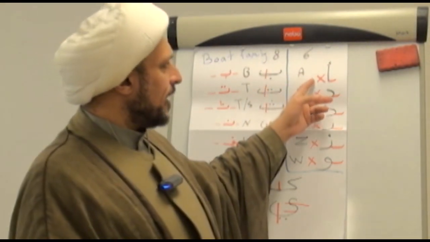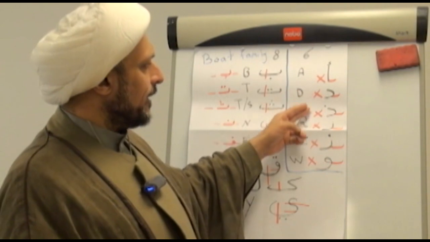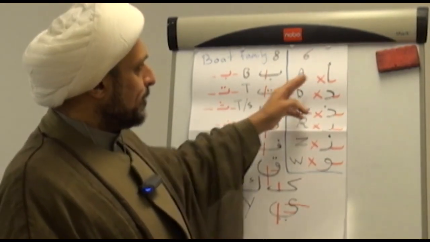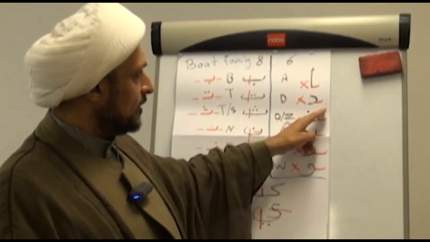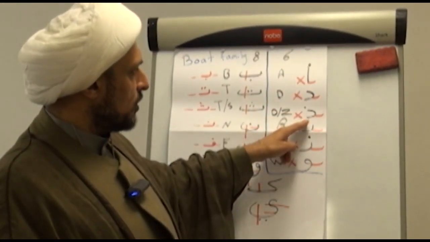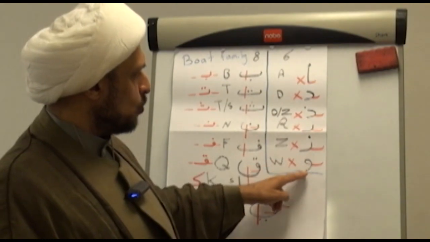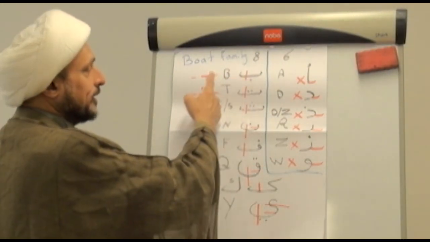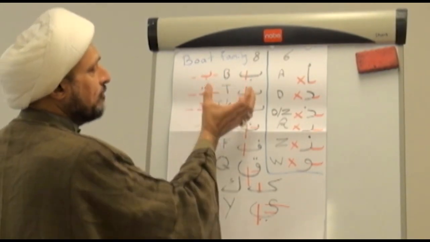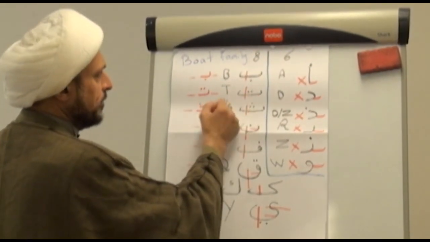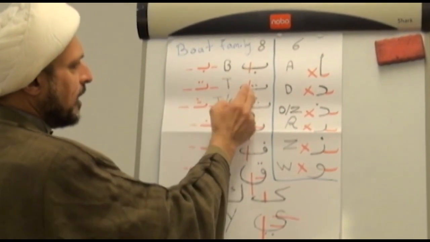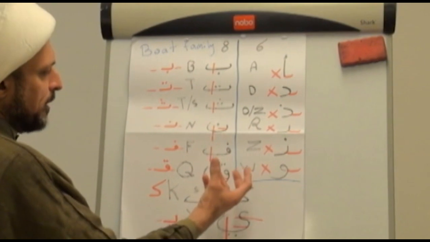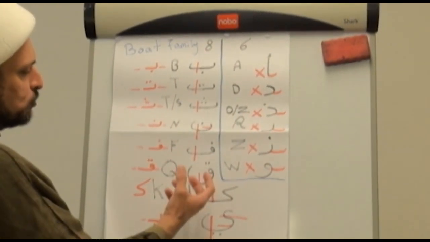So we mentioned 6 alphabets which do not connect from the left side, but they connect from the right side, which were Alif, Dal, Thal, Ra, Za, Waw. And then we were talking about the alphabets which connect from both sides, but they are from the boat family, canoe family. So you can see Ba, Ta, they look like a canoe. Noon is like a deep canoe or a boat. Fe is like a boat or canoe.